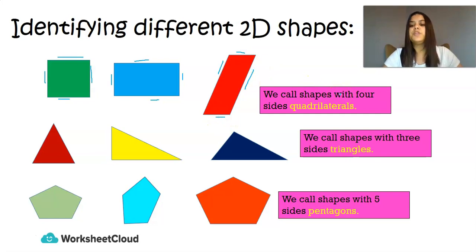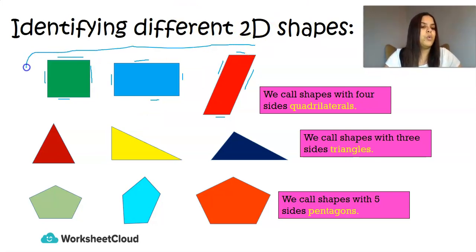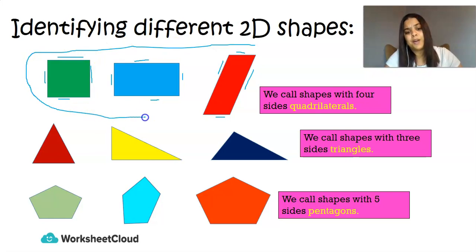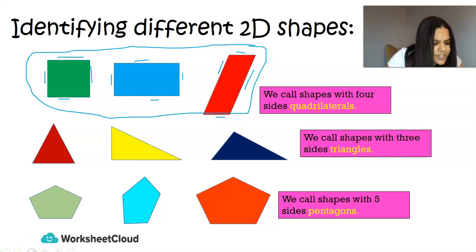We call shapes with 4 sides quadrilaterals. So I would like you all to say that word wherever you are. Shout it out a little in your kitchen or your lounge or your bedroom. Okay, and say quadrilaterals. Okay, so shapes with 4 sides are called quadrilaterals. And because we have a lot of shapes on this page, I'm going to draw a block or a circle or whatever my pen allows me to draw around these 3 shapes. Okay, and then I'm going to get a different color so that you don't get confused.